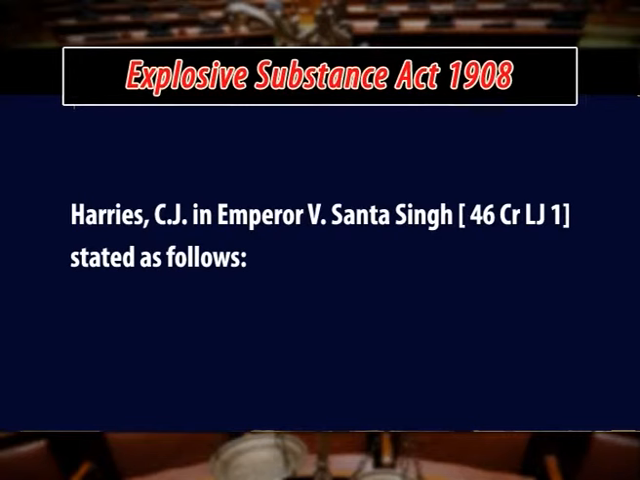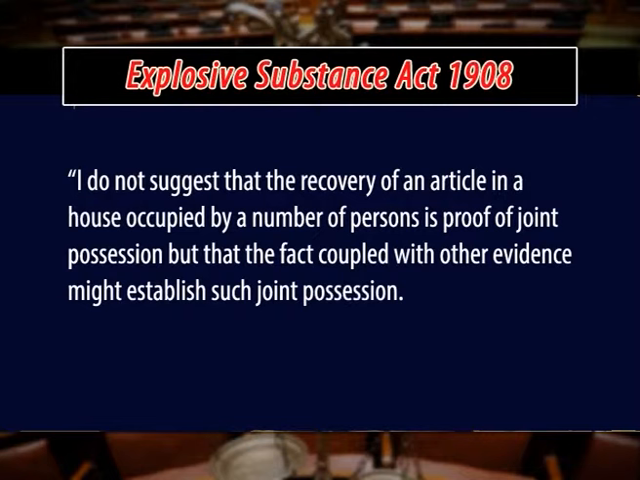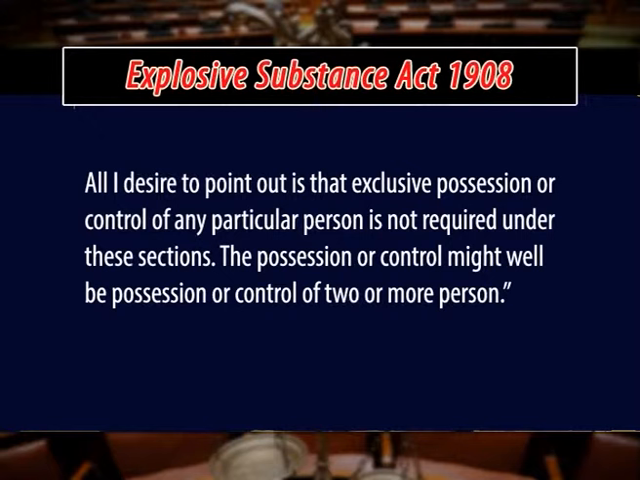If more than one person is in conscious possession or actual control of an incriminating object, here is what the Chief Justice in Emperor versus Santa Singh stated: I do not suggest that the recovery of an article in a house occupied by a number of persons is proof of joint possession, but that the fact coupled with other evidence might establish such joint possession. All I desire to point out is that the exclusive possession or control of any particular person is not required under these sections. The possession or control might well be possession or control of two or more persons.